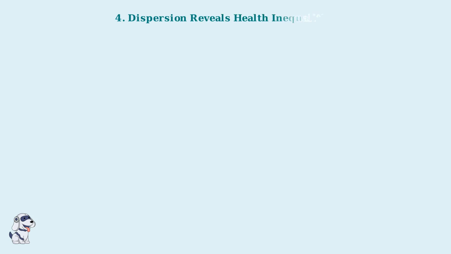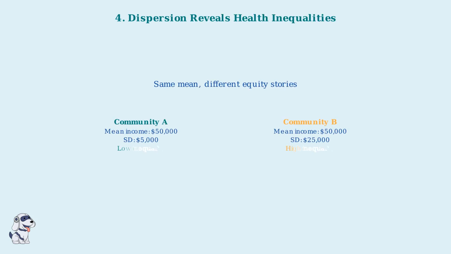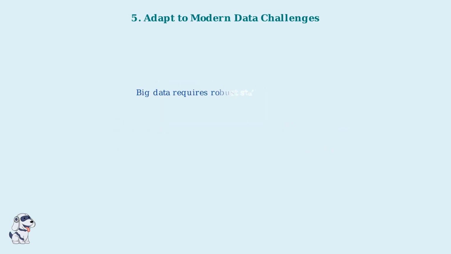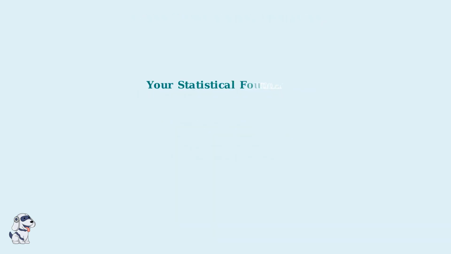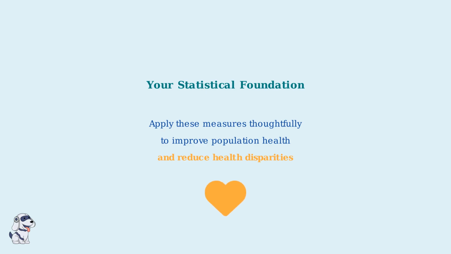Fourth, dispersion measures are crucial for identifying health inequalities. Standard deviation, range, and other dispersion measures reveal disparities that averages alone cannot show. Finally, big data and digital health technologies require robust statistical approaches. Traditional measures remain foundational, but we must adapt to handle the volume and complexity of modern health data. These statistical measures are your foundation for evidence-based public health practice. Master them, apply them thoughtfully, and use them to improve population health outcomes and reduce health disparities.